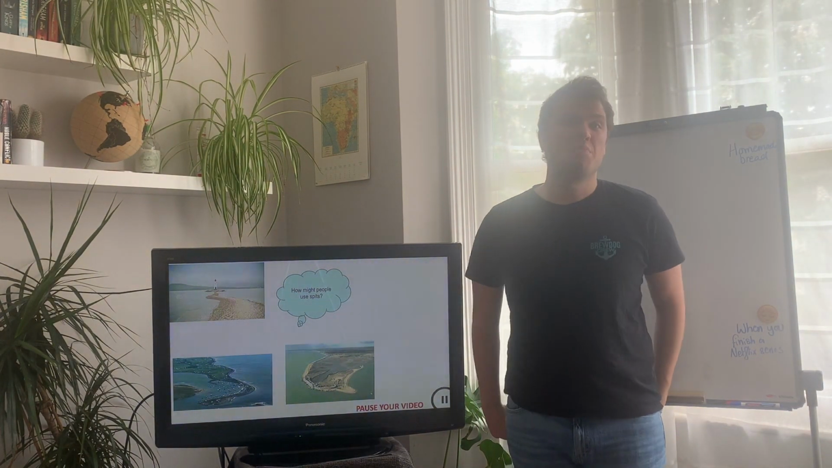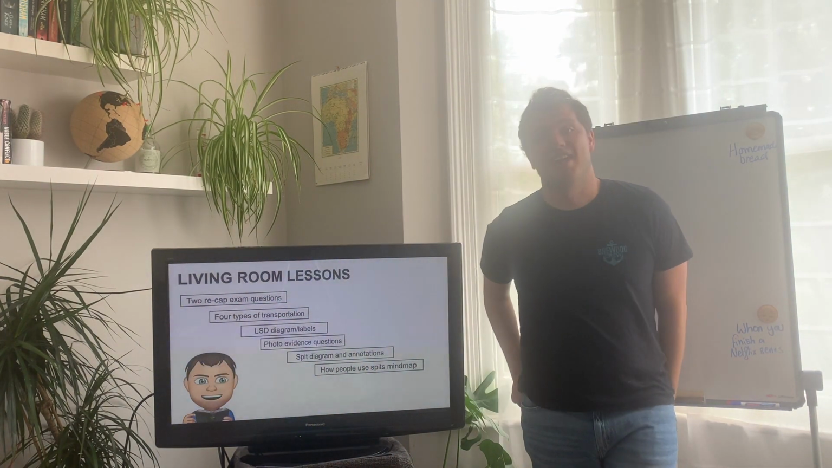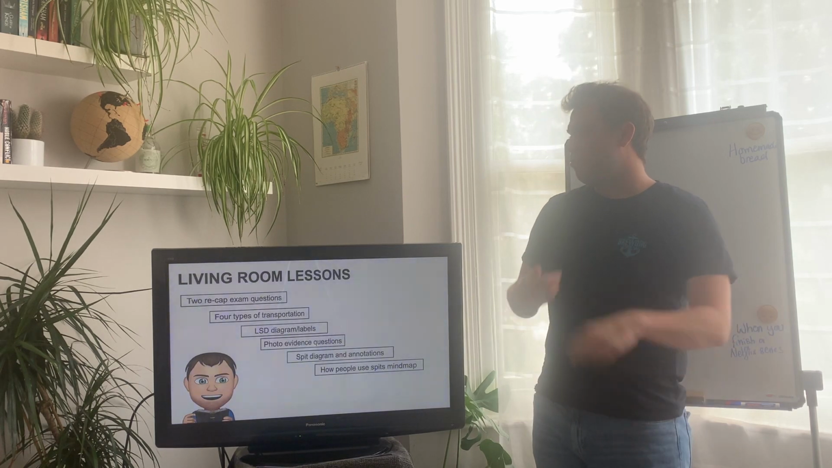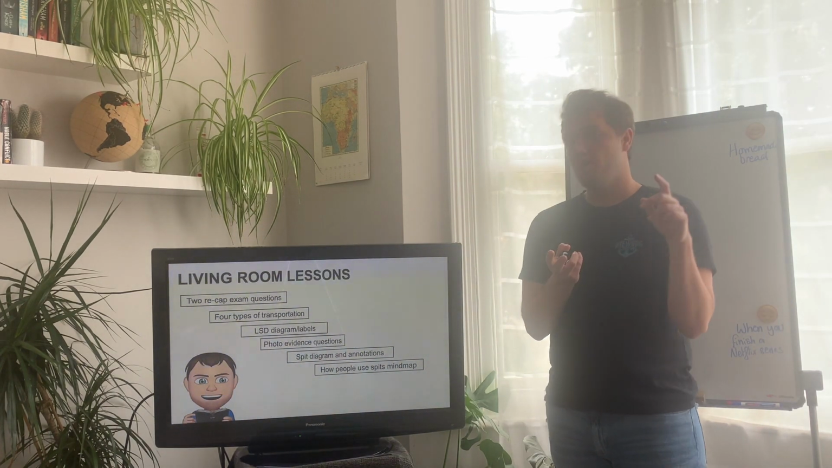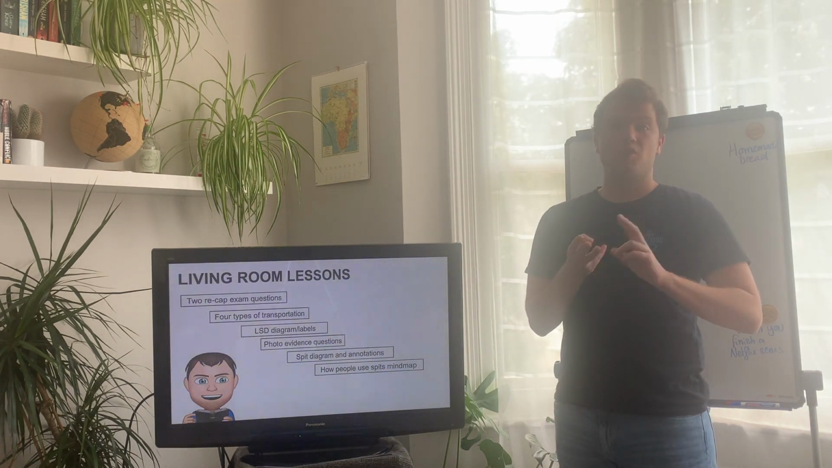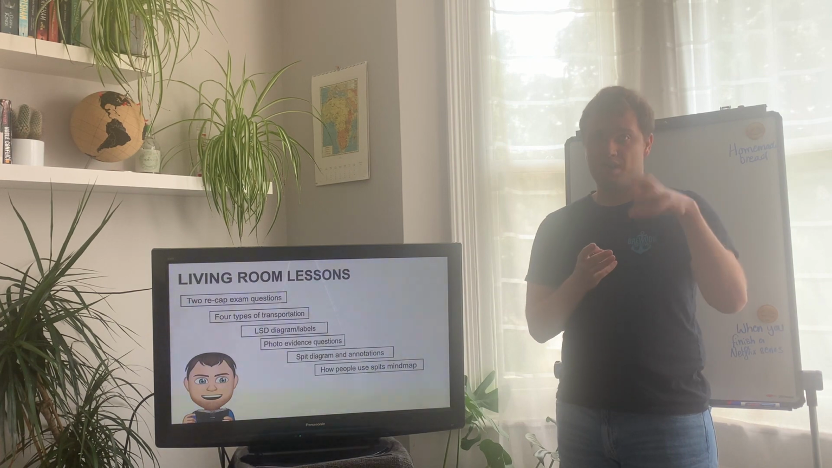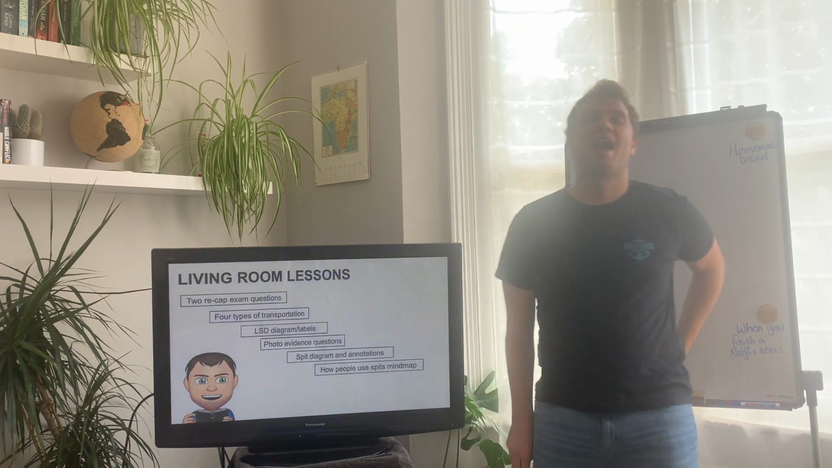So spits are a really important landform. So that is it for today. Well done. Things you should have in your books are the 2 recap exam questions, the 4 different types of transportation, what longshore drift is from the diagram and the labels, the photo evidence questions, so that question of the beach and the 5 questions around it, a spit diagram and annotations, and then the how people use spits mind map.